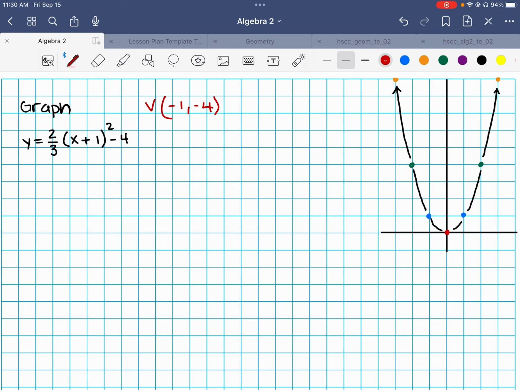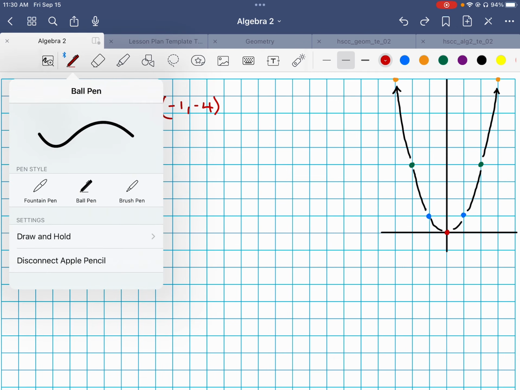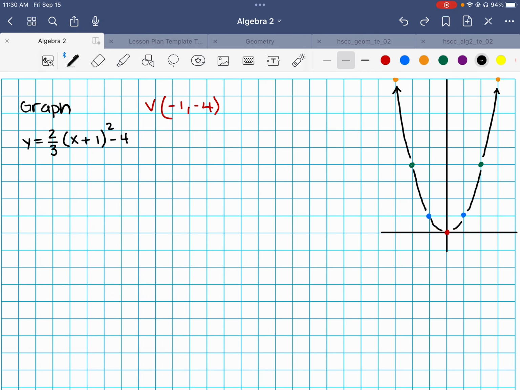Second thing we're going to do is make sure that we understand we're going to be using the parent function. So we start by drawing our x and our y axis. So now that we've got our vertex, we set up our x and y axis.